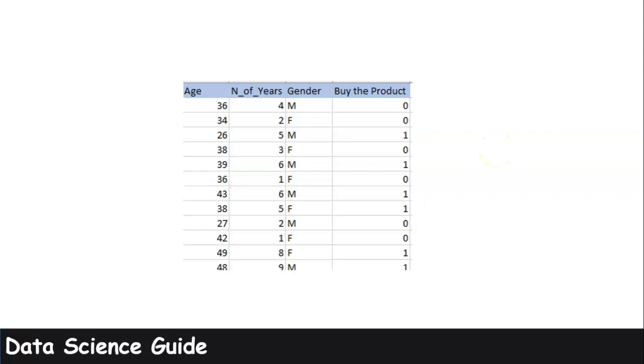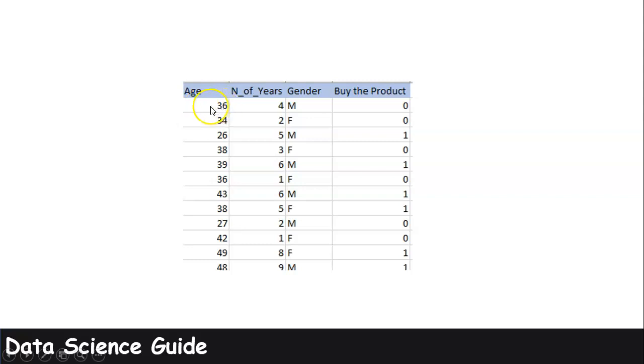This data set is about observations from one of the companies about its customers. In the first column, the age of the customers. The second column is the number of years they are customers with the company. The third column is the gender, and the last column, if that customer bought or didn't buy a product.